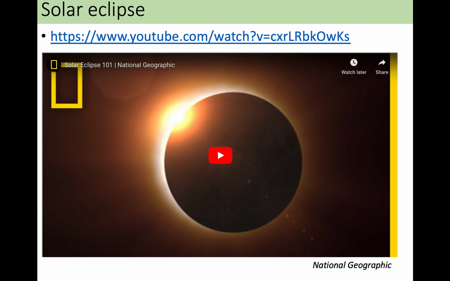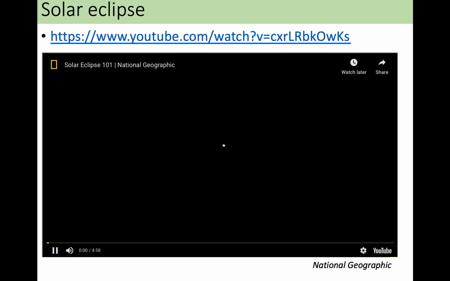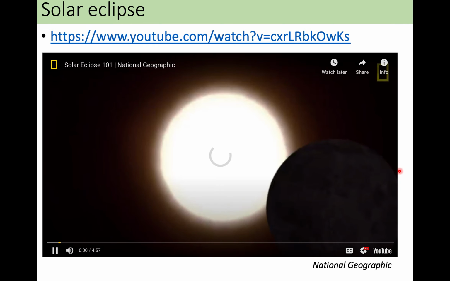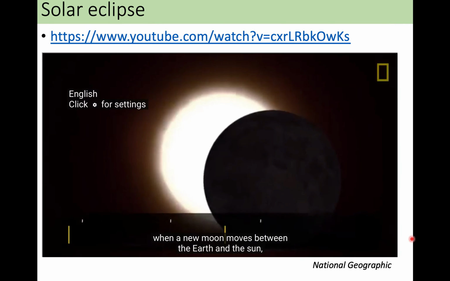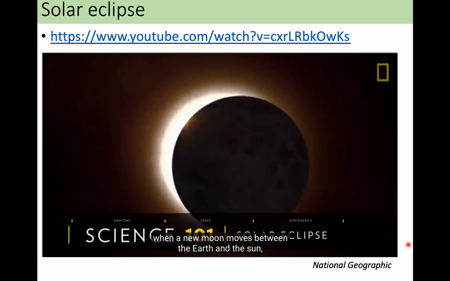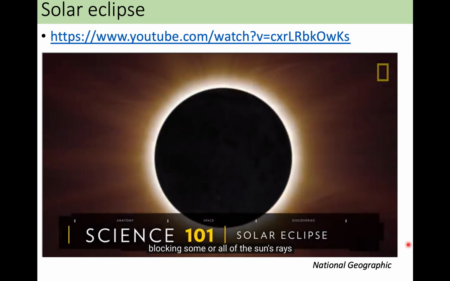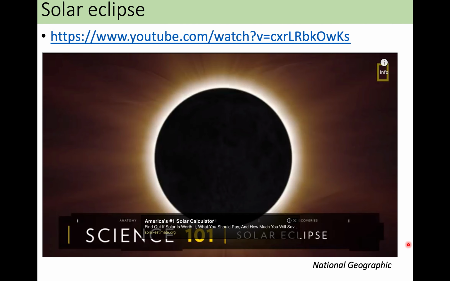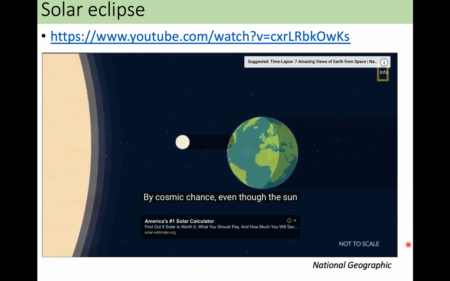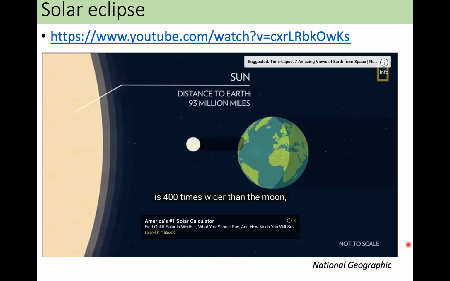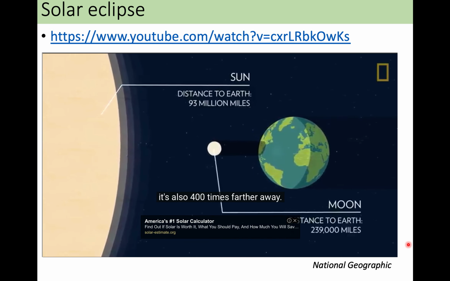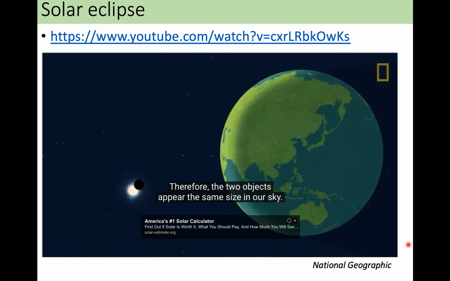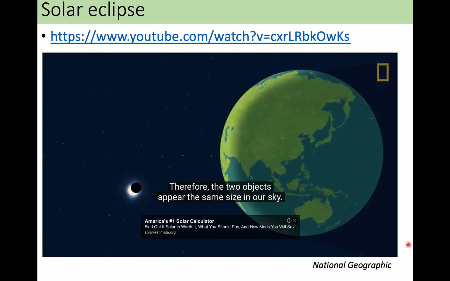So here's a similar video showing the solar eclipse. These are both from National Geographic. A solar eclipse happens when a new moon moves between the Earth and the sun, blocking some or all of the sun's rays from reaching the Earth. By cosmic chance, even though the sun is 400 times wider than the moon, it's also 400 times farther away. Therefore, the two objects appear the same size in our sky.